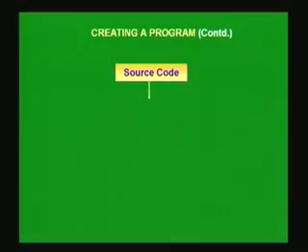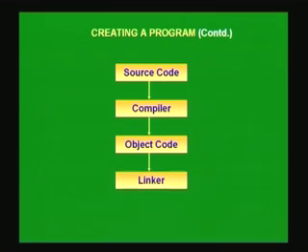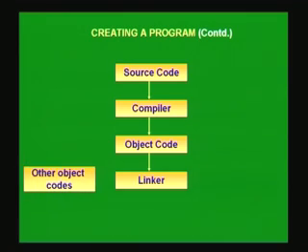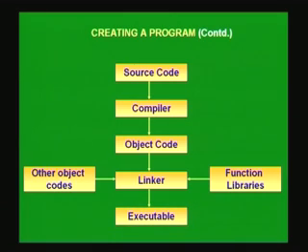So I summarized that in the form of a flow chart here. That is, first we have a source code, and then we would invoke a compiler, and then produce an object file, that gives an object code, and then we would use a linker to link this object code with other object codes, and also with other function libraries, and then we would get an executable. So I guess that's clear. So this is what we would do to run a program.